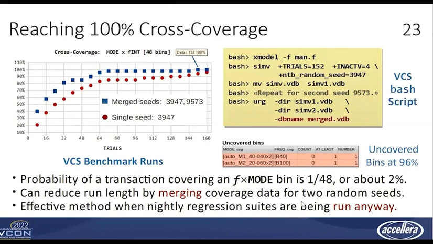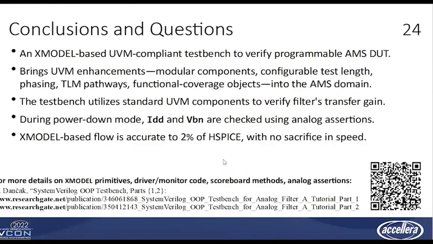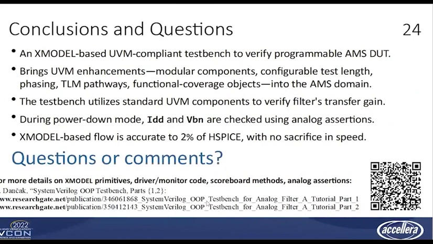It's useful if you're doing regression suites anyway. And here's the VCS-specific bash script that uses Unified Report Generator to merge the database from 2 seeds. So we've shown how this X model-based flow brings all the UVM enhancements into the AMS domain, even including assertions for analog current and voltage levels. Here are the papers we cited for reference, and we invite your questions or comments.